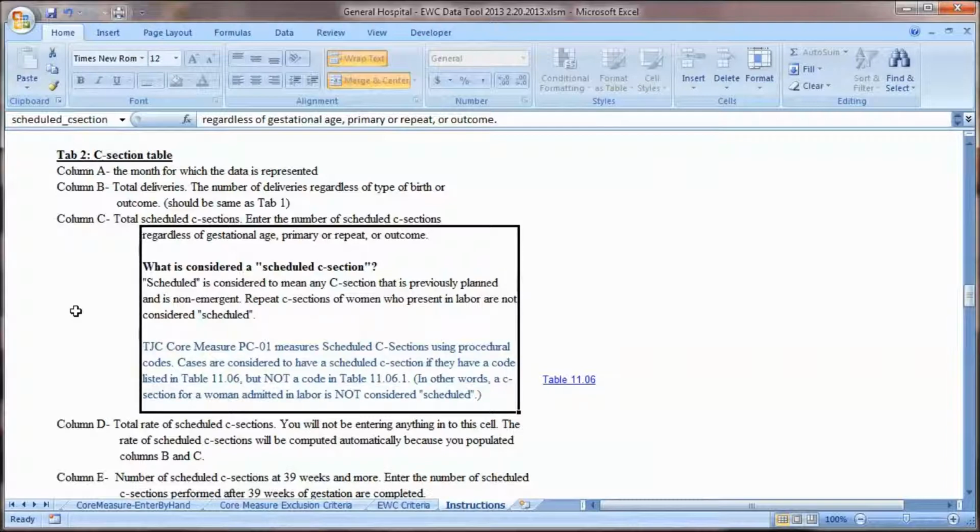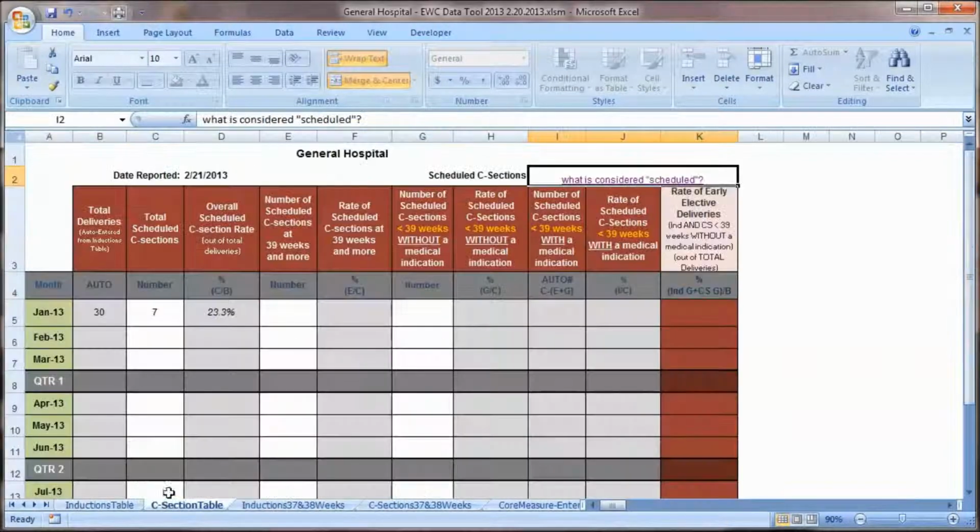Women who present in labor or with spontaneous rupture of the membranes and end up with a C-section are not considered to have a scheduled C-section. The number of scheduled C-sections at 39 weeks and more were 2, and there was one scheduled C-section at 38 weeks, so less than 39, without a medical indication.